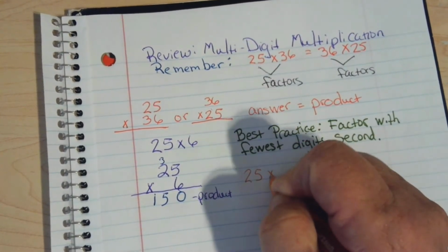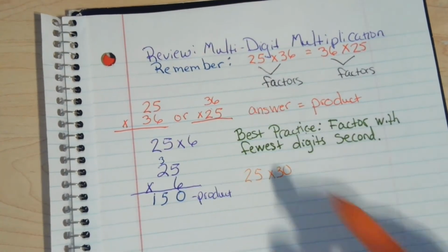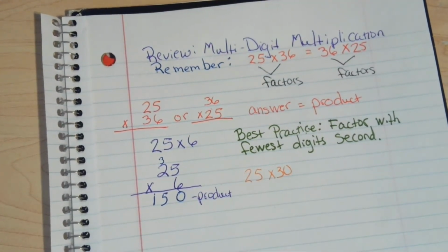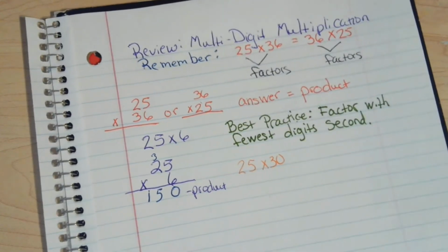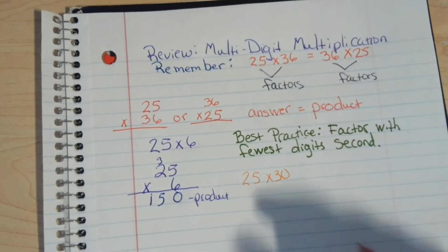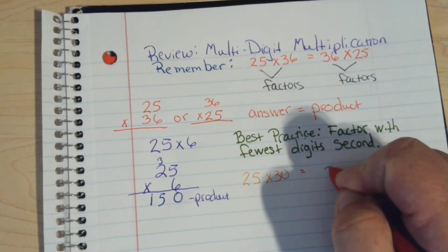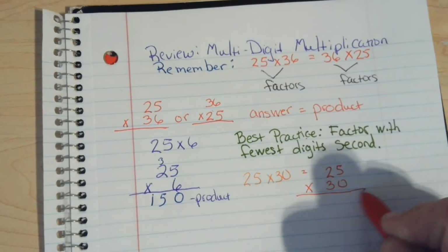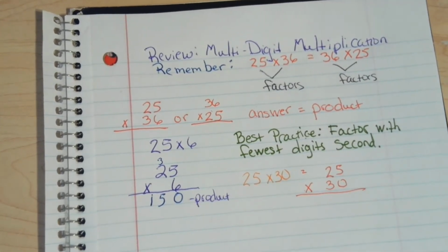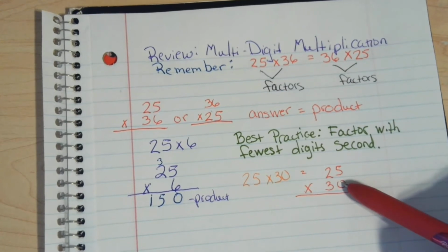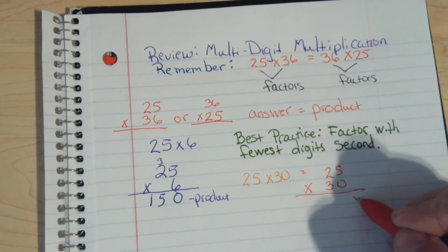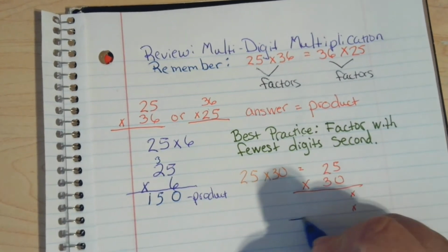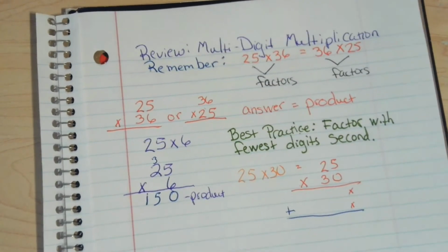25 multiplied by 30. Now, best practice says put the factor with the fewest digits second. They're both double digits, so it doesn't matter. But in this case, I'm going to go ahead, and you'll see why in a minute. I'm going to set it up as 25 multiplied by 30. I always have my operational sign and my total bar. Now, I have 2 digits on the bottom, which means I'm going to have 2 layers of multiplication that I am going to have to add together when I'm done.